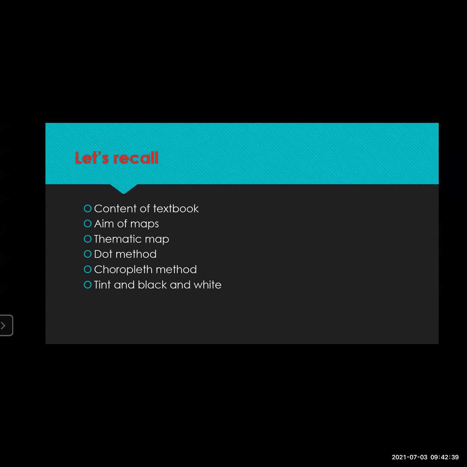Let's recall. Yesterday we saw the content of the ninth standard. What lessons are there in the ninth standard? Some lessons are based on physical geography, and some are on human geography, and the economic part is also included in geography itself. We saw what each lesson is going to make us aware of.